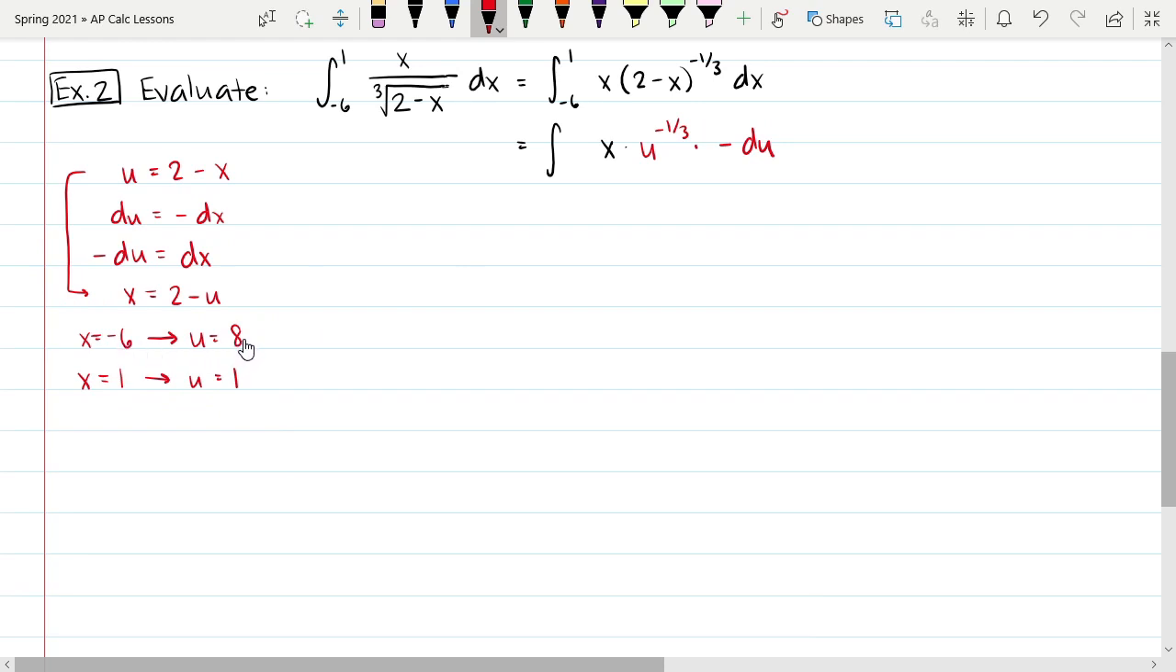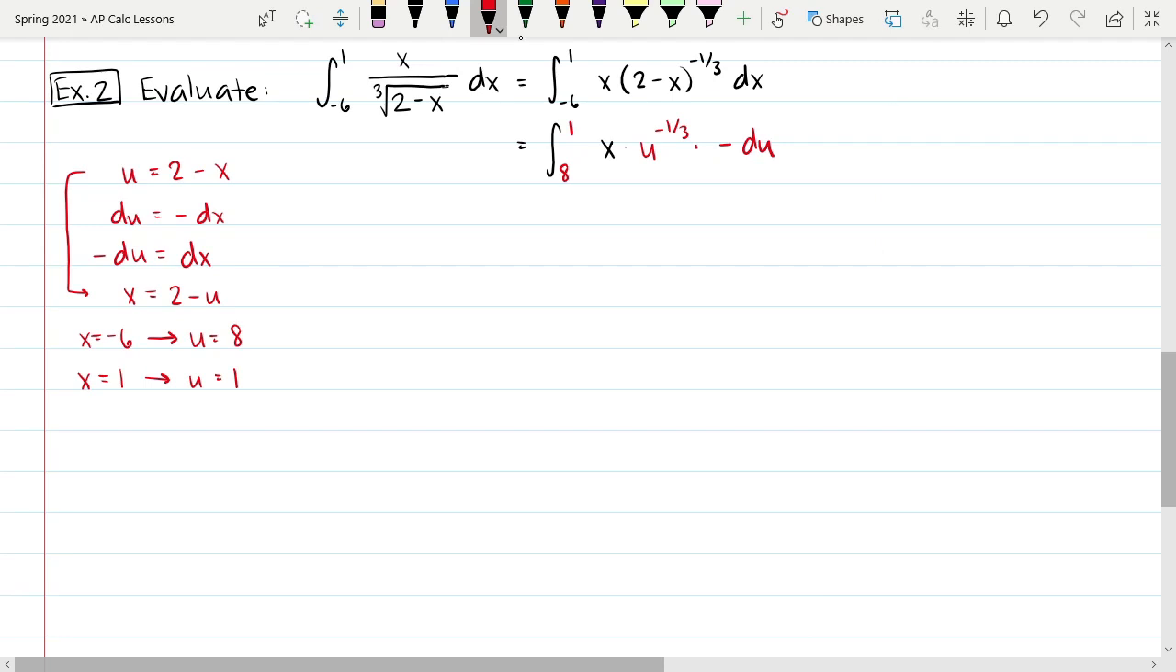But we don't automatically put bigger numbers on the top. You have to keep the limits where they were in relation to the original values. So when I rewrite this, that negative 6 in my lower limit now turns into an 8. That positive 1 stays as a positive 1.